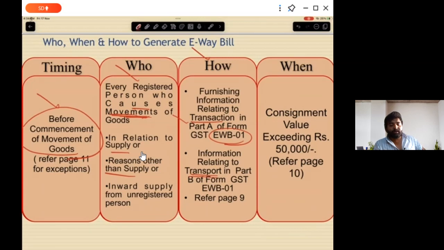And who will issue the e-way bill? Who needs to issue the e-way bill? Who needs to upload this e-way bill? Who needs to generate this e-way bill? Every registered person who is causing the movement of goods, whether it is for supply or other than supply. And one more thing is for any consignment value not exceeding 50,000.